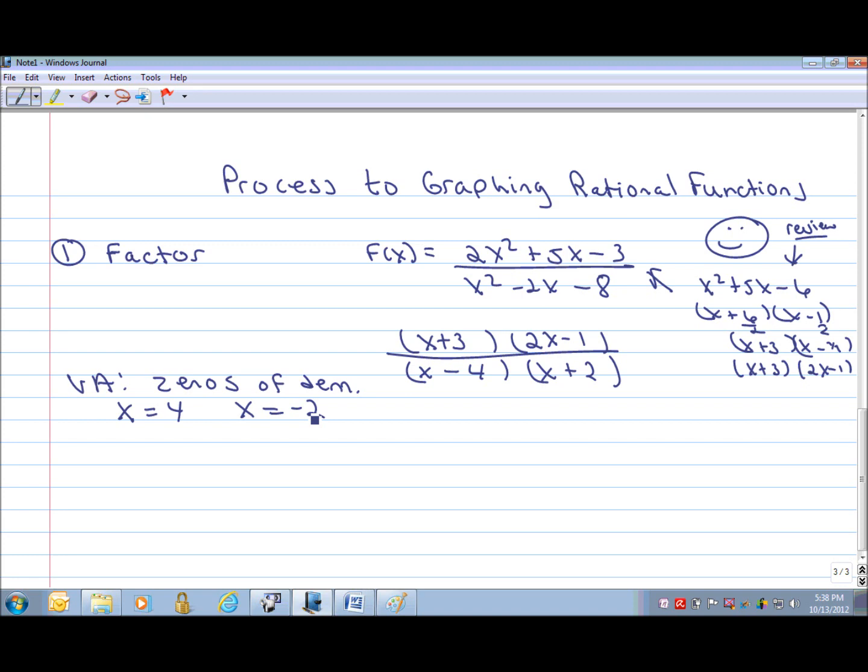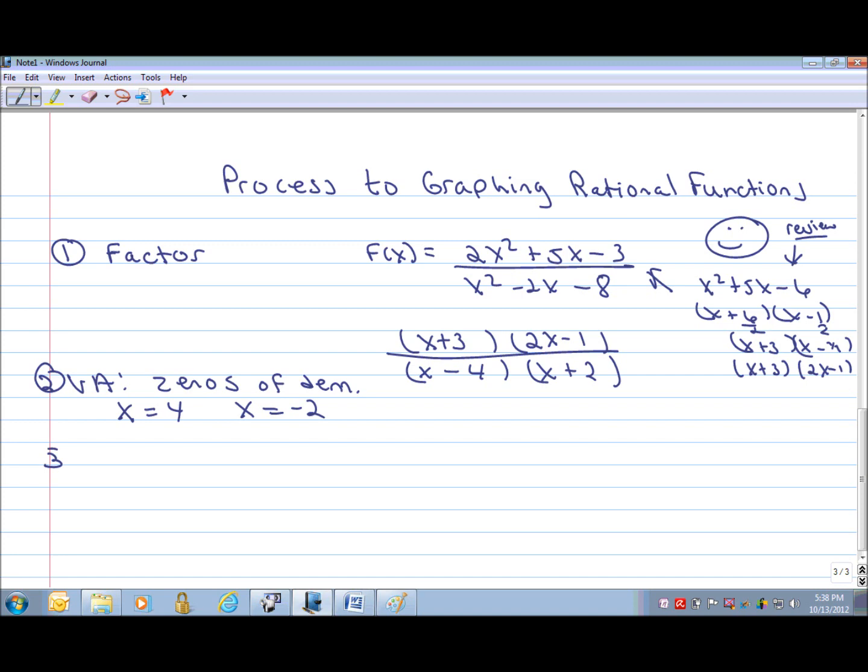So in this case, you would have 2. And those have to do with the domain, and this has to do with your restrictions. So the domain would be everything but 4 and negative 2 in this case. All right, that's our second step, is doing our vertical asymptotes.